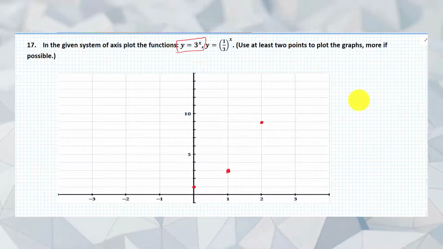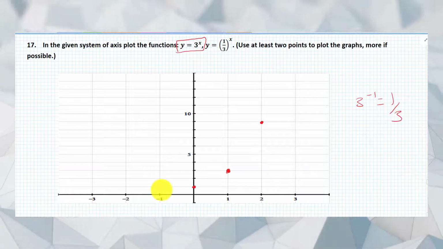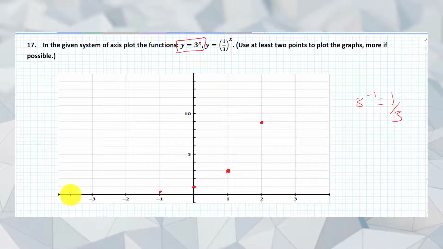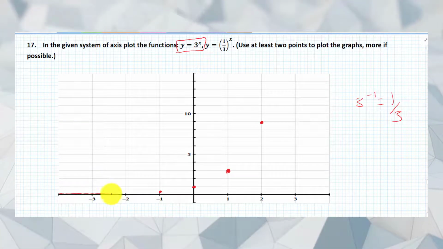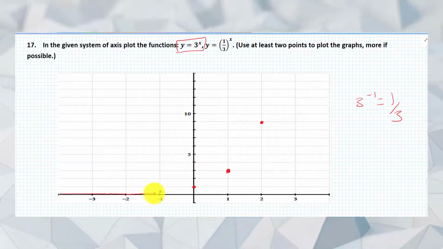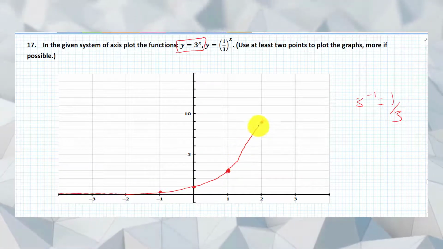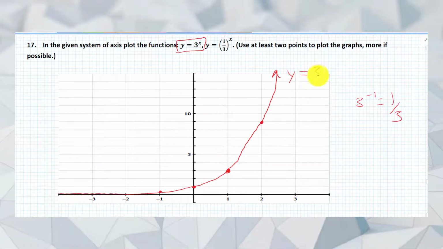If x is -1, 3 to the -1 is 1/3. So -1 would be 1/3 right here. This is an increasing graph. It does have an asymptote on the negative side of the axis. Here is the graph of 3 to the x like this. Okay? And it goes very, very fast, increasing very fast right here. This is y equals 3 to the x.